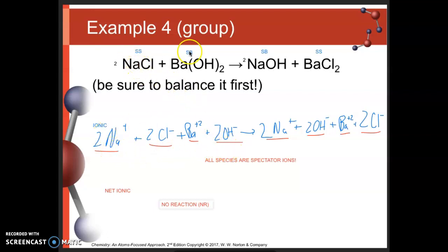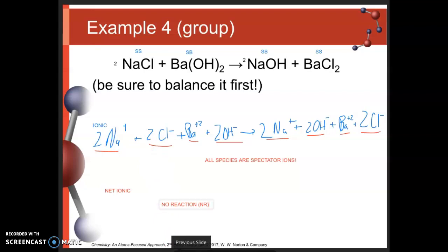If I take these 2 solutions and combine them, all I get is a more diverse solution that has more ions in it now than it did before. And so this is one of the reasons why we do net ionic equations, to tell us things like this.